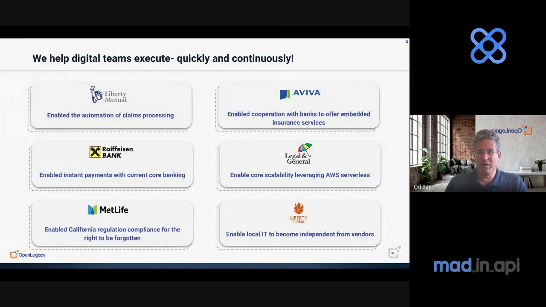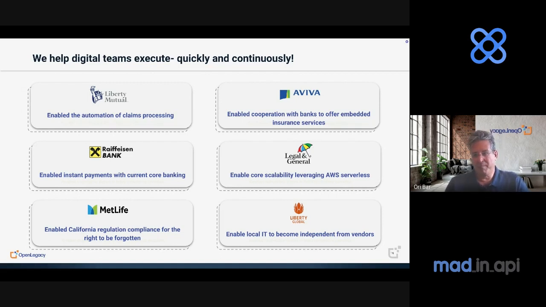Some of our use cases, very, very quickly. So Liberty Mutual in the US, an insurance company, wanted to automate claims processing. We helped them to do that by actually providing the API. They're able to orchestrate and streamline the claim process.